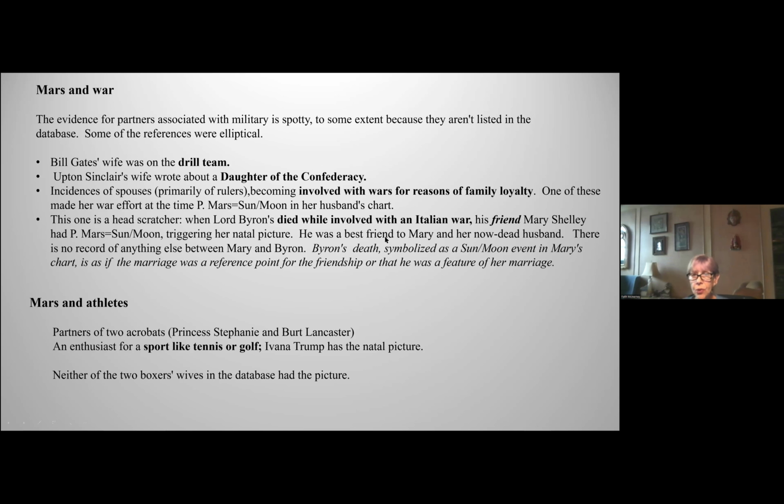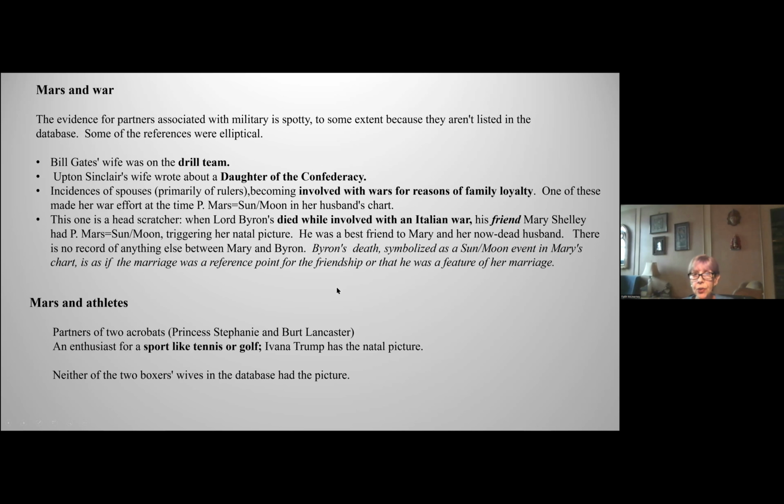Now, he was a best friend to Mary and her husband, Percy. Percy Shelley and Mary Shelley were married. Percy Shelley had died years before. So their best friend died in a war. Now, there's no record of anything between Mary and Byron. They knew each other for years, and Byron was so notorious, it would be chronicled if there was something going on, but there wasn't.